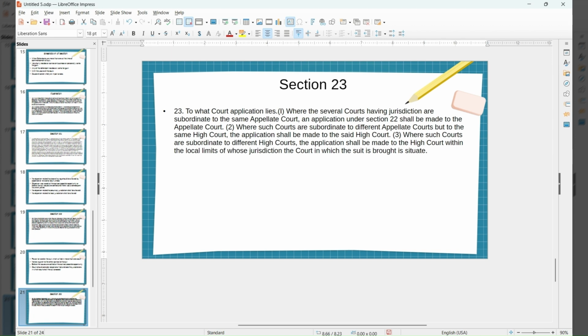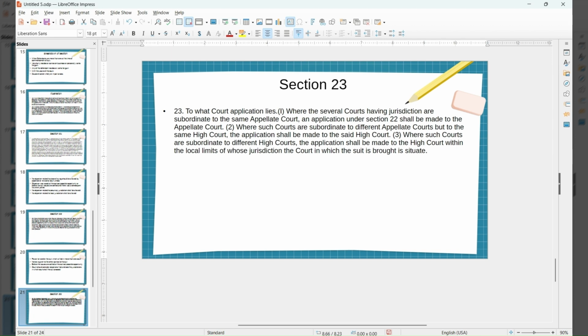I'll give you an example: court A is under appellate court X, and court B is under appellate court Y, but both X and Y fall under the same high court. Here, A is under X, B is under Y, but X and Y fall under the Madras High Court. Then the application should be submitted to the Madras High Court to transfer the suit.